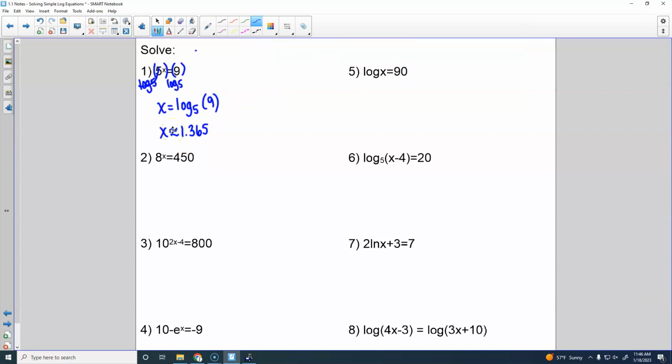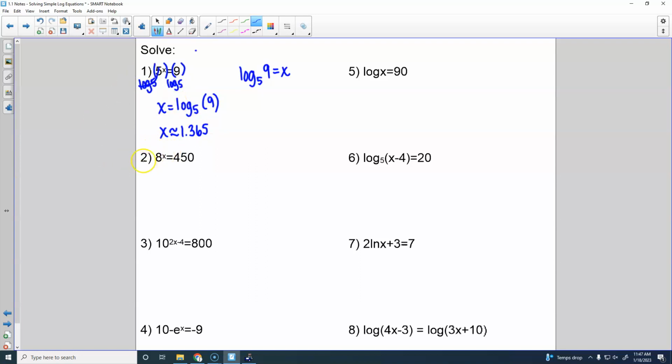Here, I could have done this differently. I could have rewritten it as log with base 5 of 9 equals x. But really the only difference is the way you're thinking about it, because if you look at what I've got, it's exactly what I had over here. So either mentality works. I like the inverse because I think it helps when you get to more difficult problems. So that's what I am typically going to do.